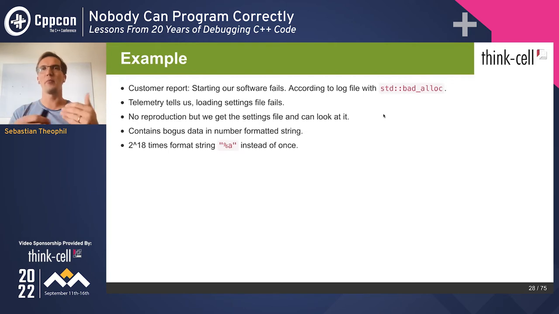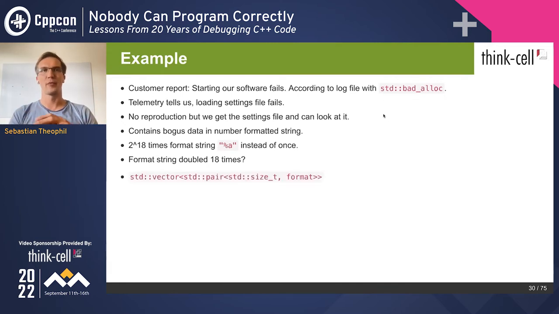Now we had the assumption, well, maybe something doubled our format string 18 times, though we didn't quite understand how that would be possible. So we looked at the data structure first. Where's that thing stored? It's stored in a vector of pairs of a size_t and a format. So that size_t is an index into a string, and then you have a format string that says, insert this number format at this location. This vector, that's important to know, is stored in shared memory, which is shared between different processes.